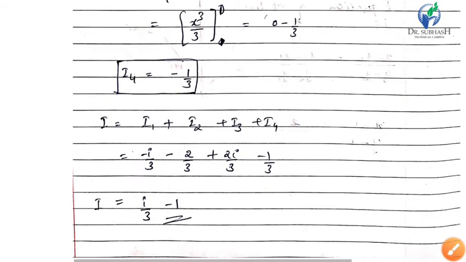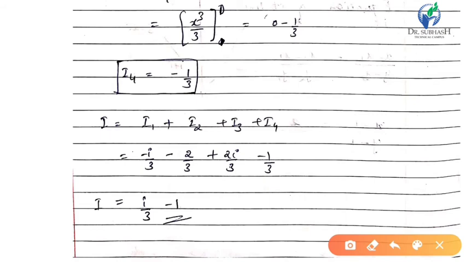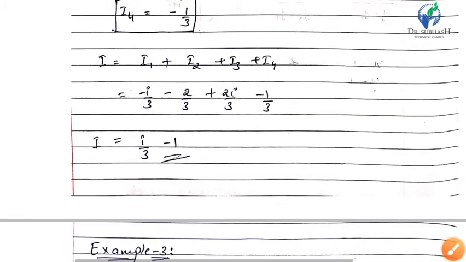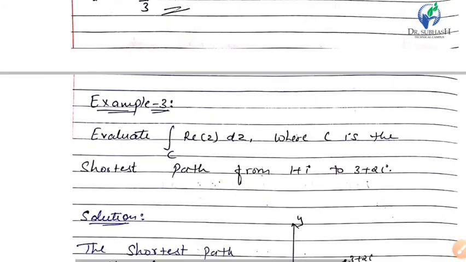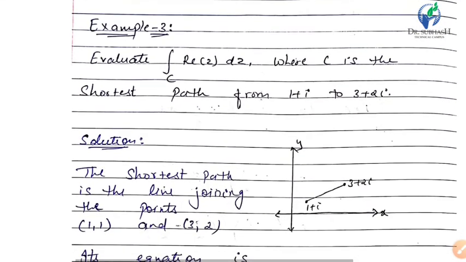Now I will add all the integrals: I equal to I1 plus I2 plus I3 plus I4. I have substituted the values here. On taking real and imaginary parts and simplifying, I get my final answer as I equal to i by 3 minus 1. So in this type of example, our solution depends on the given path and the direction of the path. Let us have one more example.